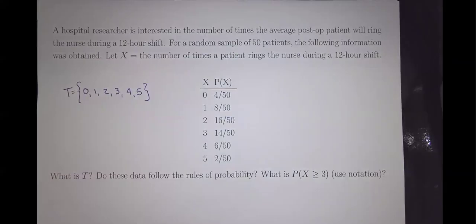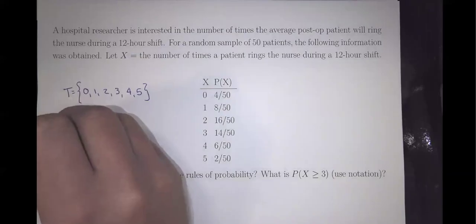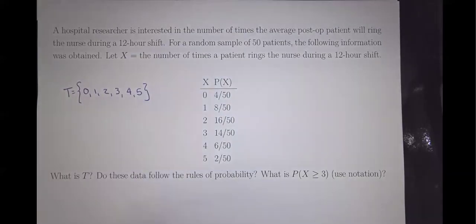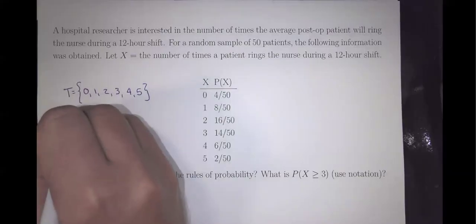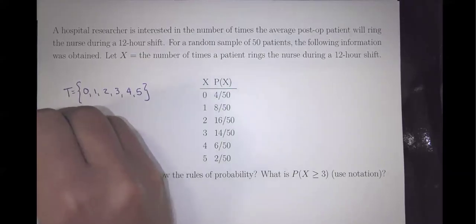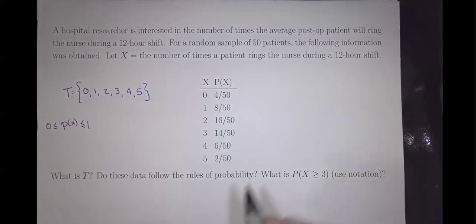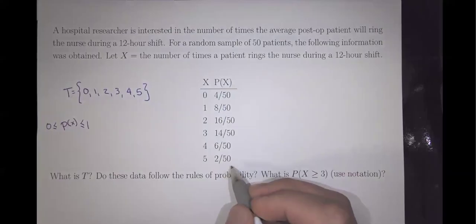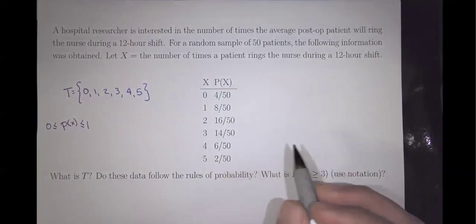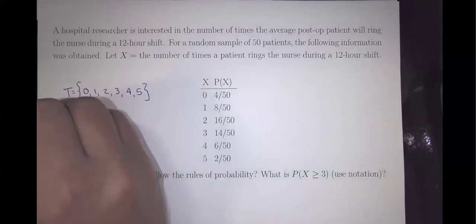Next, we want to determine whether these data follow the rules of probability. Well, the rules of probability say that the probability for anything in the target space, so the probability of X, is between 0 and 1. And clearly all these probabilities are less than 1, and they're all greater than 0. So this one is satisfied. So these are the rules.